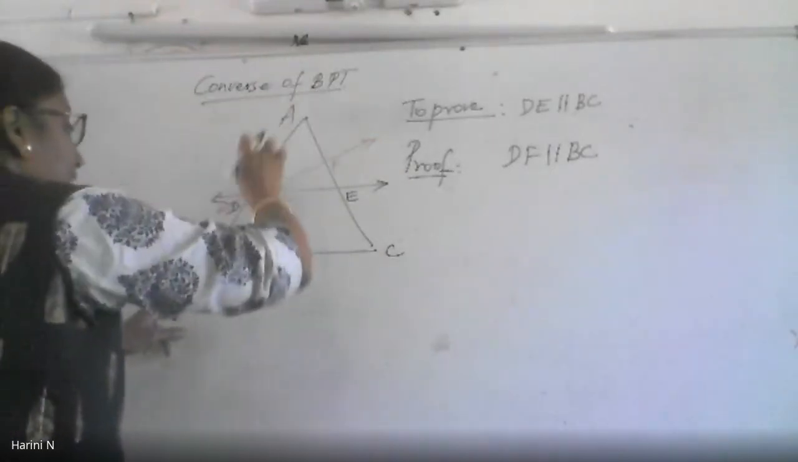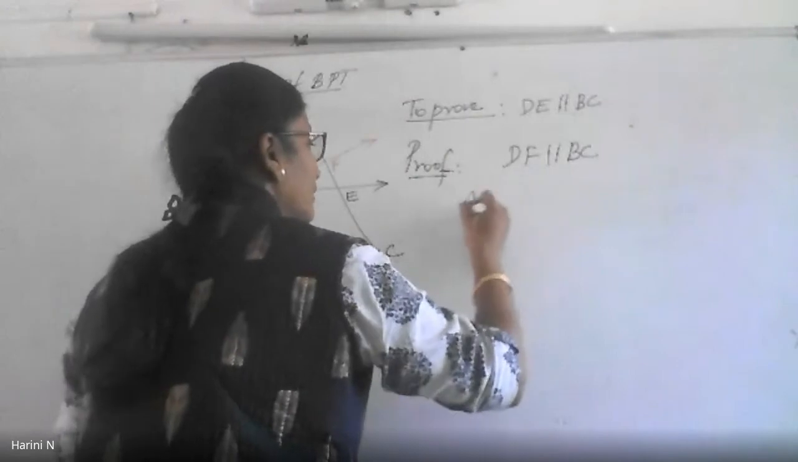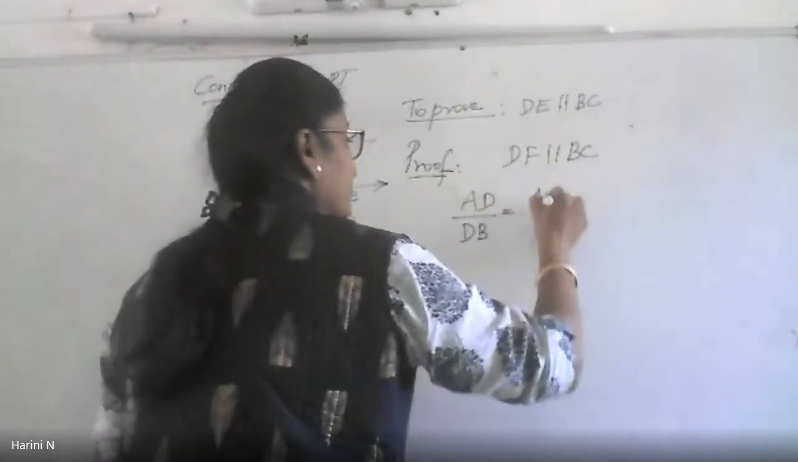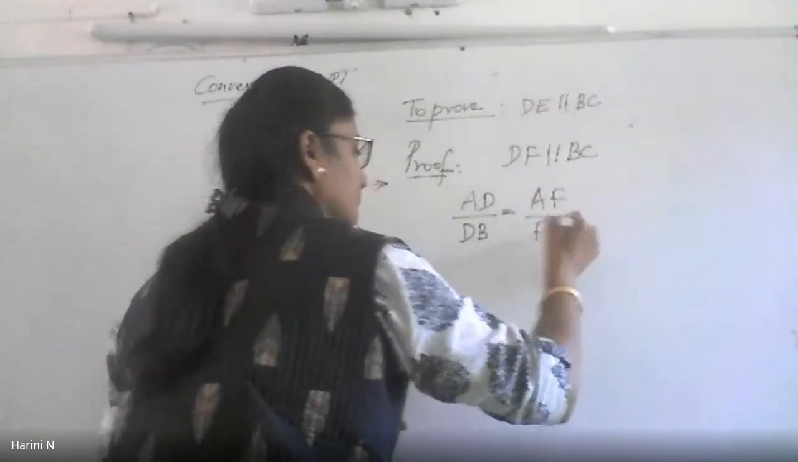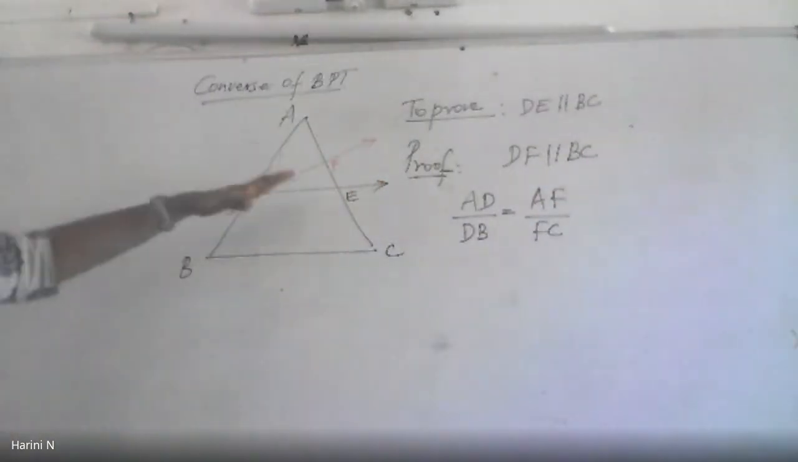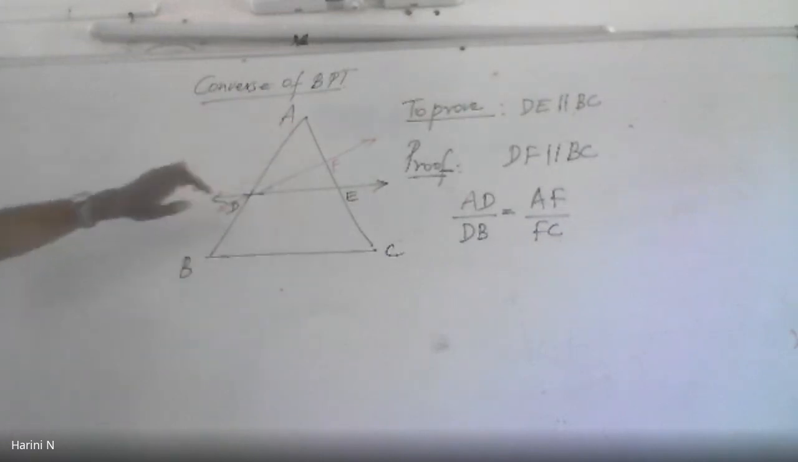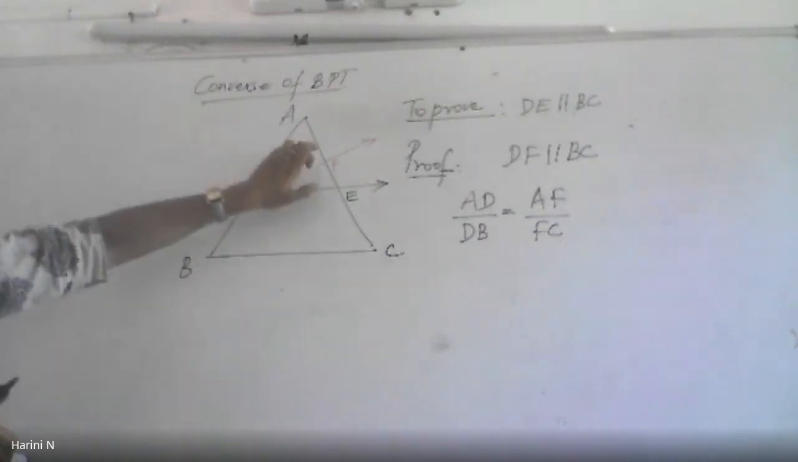That is, AD by DB will become equal to AF by FC. Correct? I have applied the basic proportionality theorem on DF and BC. So AD by DB has become equal to AF by FC.